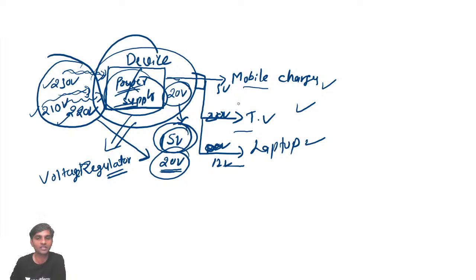The load which you are connecting, because mobile chargers, TV, laptops may be different. So if you are changing this load, this output should not change. Still you need to get 20 volts. I'm not talking about the adapters. For different devices you will have different adapters. They are called rectifiers. I'll talk about this later in electronics. But I'm talking about only the regulator here. Okay.